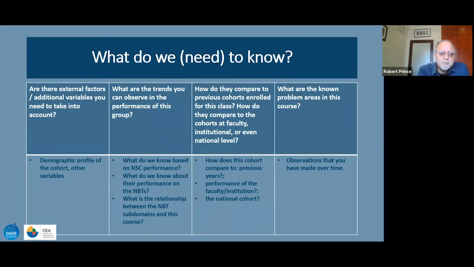What is the relationship between the NBT subdomains and this course? How do they compare to previous cohorts enrolled for this class? How do they compare to the cohorts at faculty, institutional, or even national level? And how does this cohort compare to previous years, and to the performance of the faculty, the institution, and the national cohort? And then lastly, what are the known problem areas in this course? What are the pain points? What are the observations that you have made over time that we need to think about?